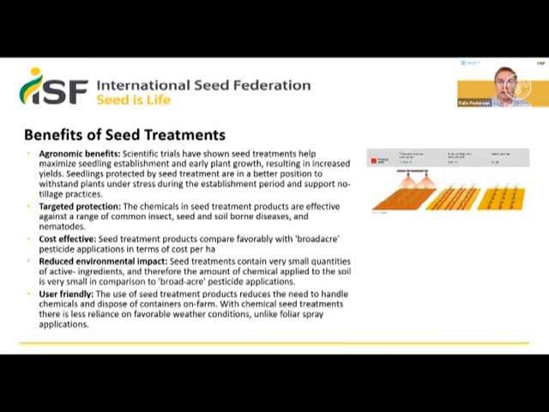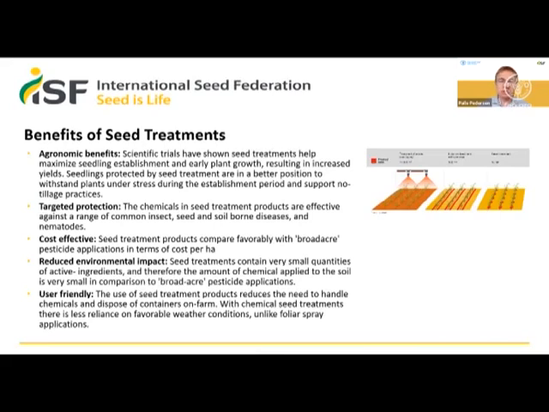So the agronomic benefits: many studies have been done by universities throughout the world that have shown the benefit of protecting the seed, but also being able to do the optimum agronomic practices to maximize the genetic yield potential you have. That has really been researched, and it's been understood much better over the past 25 to 30 years.